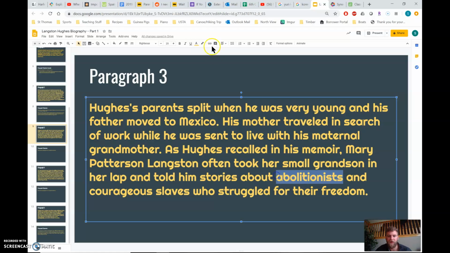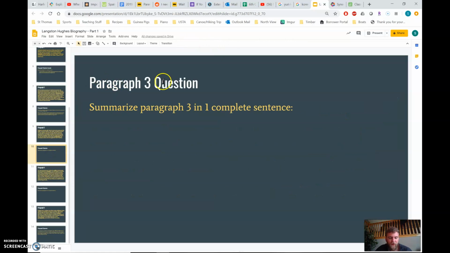This one's supposed to be underlined. This will be part of your vocab quiz. All right, paragraph 3, question: Summarize this paragraph in one complete sentence.